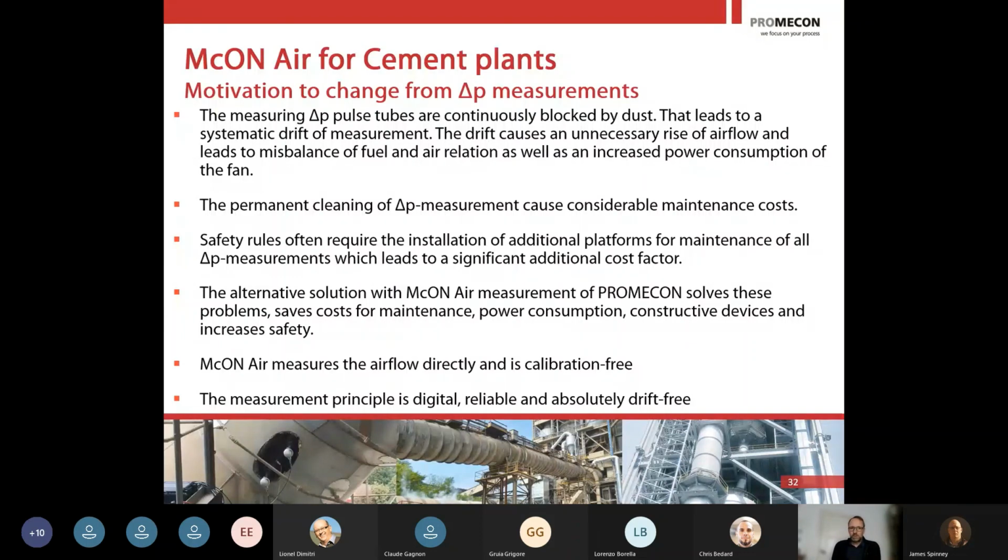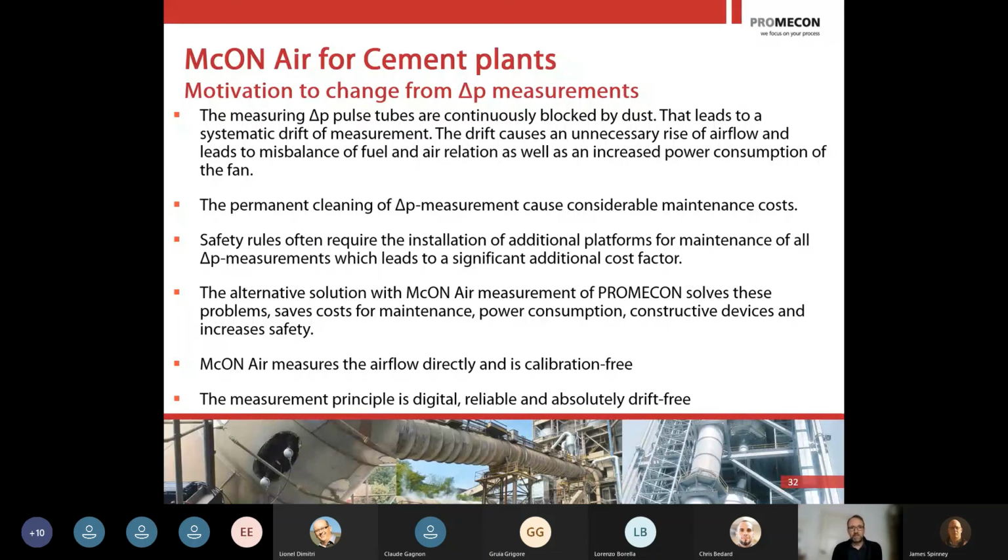The alternative solution with Mechon Air measurement from Promecon solves these problems. It saves costs for maintenance, power consumption, and constructive devices, and it increases safety. The Mechon Air system is a direct measurement of the flow, and it's calibration free. The measurement principle is digital, reliable, and absolutely drift free. So there are many good arguments to use this technology in dust loading applications.